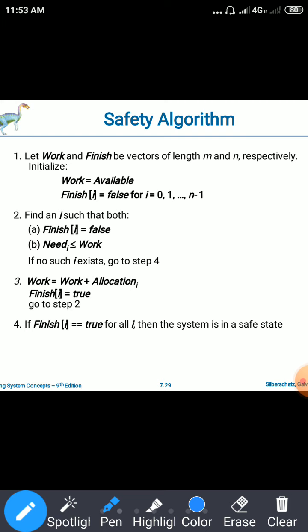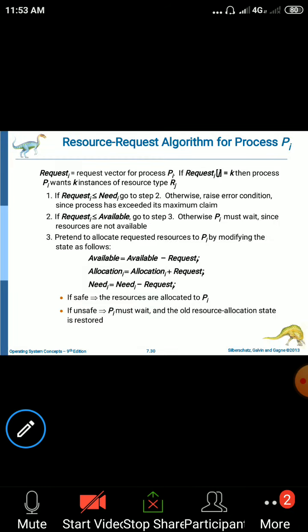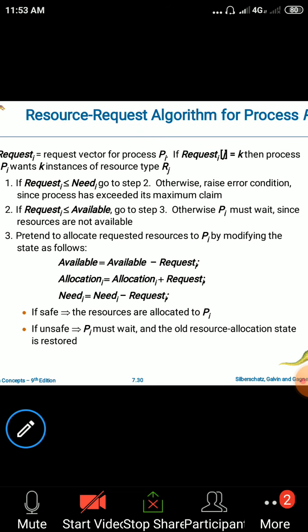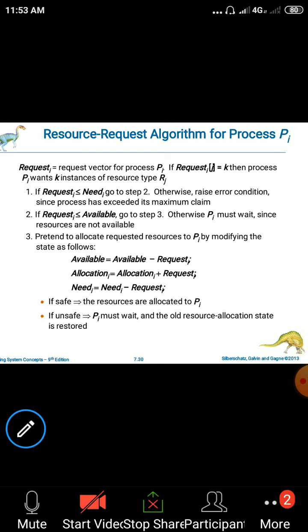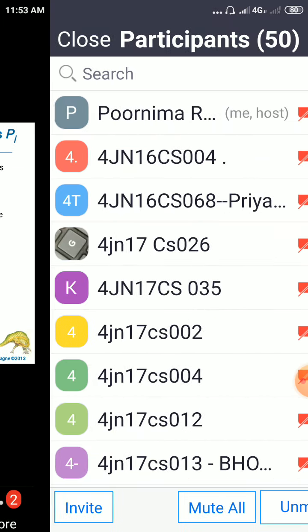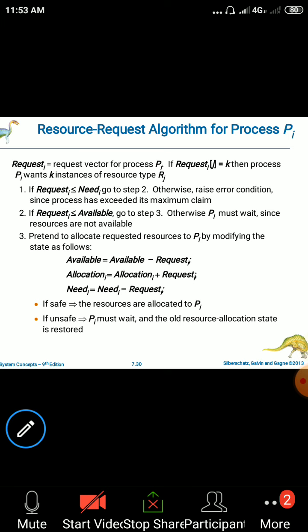Okay, so if no doubt, then I'll move on to the next algorithm, which is called the resource request algorithm. This is also one of the algorithms in the banker's algorithm. So two algorithms are there: one is the safety algorithm and the other one is the resource request algorithm. Understood? Okay, so we will see the resource request algorithm.